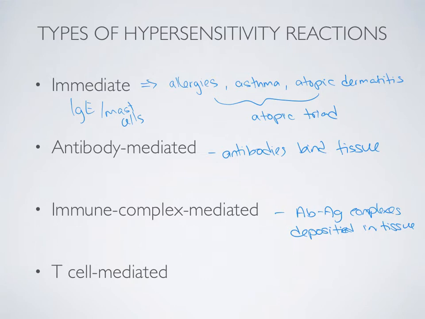And then the fourth type is T-cell mediated hypersensitivity. We already learned about the two different types of T cells. You can have T helper cells that secrete a lot of cytokines and induce inflammation. Or you can have cytotoxic T lymphocytes, which are your CD8 positive T cells that trigger apoptosis.